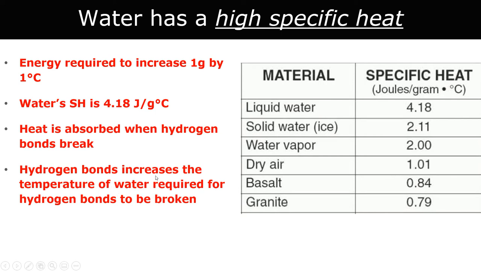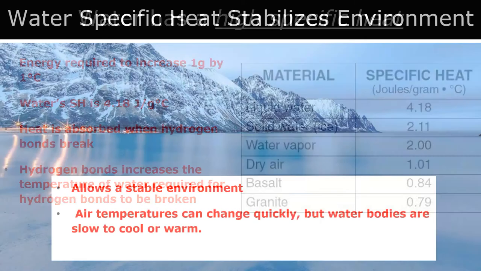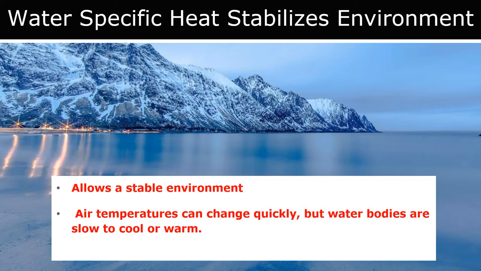So that is why liquid water has such a high specific heat. And that's really good for most of the organisms that live on Earth. So remember, 97% of our surface is water. Life started in the ocean. So having a water environment that's stable in temperature is really going to be important.